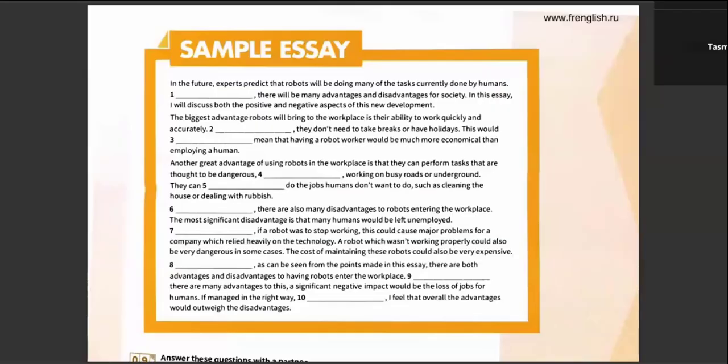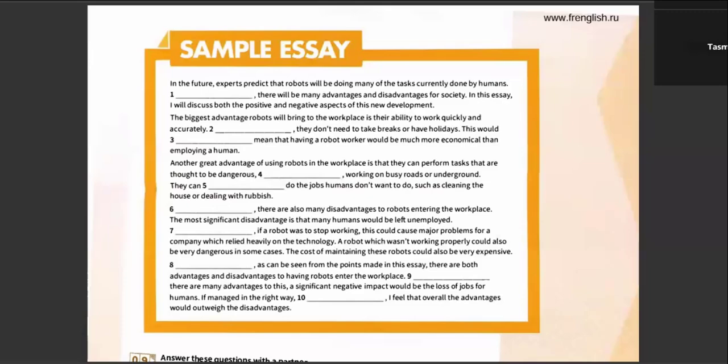Clear now? Okay, good. So now continue from the third paragraph. Another great advantage of using robots in the workplace is that they can perform tasks that are thought to be dangerous, for example, working on busy roads or underground. They can also do the jobs humans don't want to do, such as cleaning the house or dealing with rubbish. Very good.